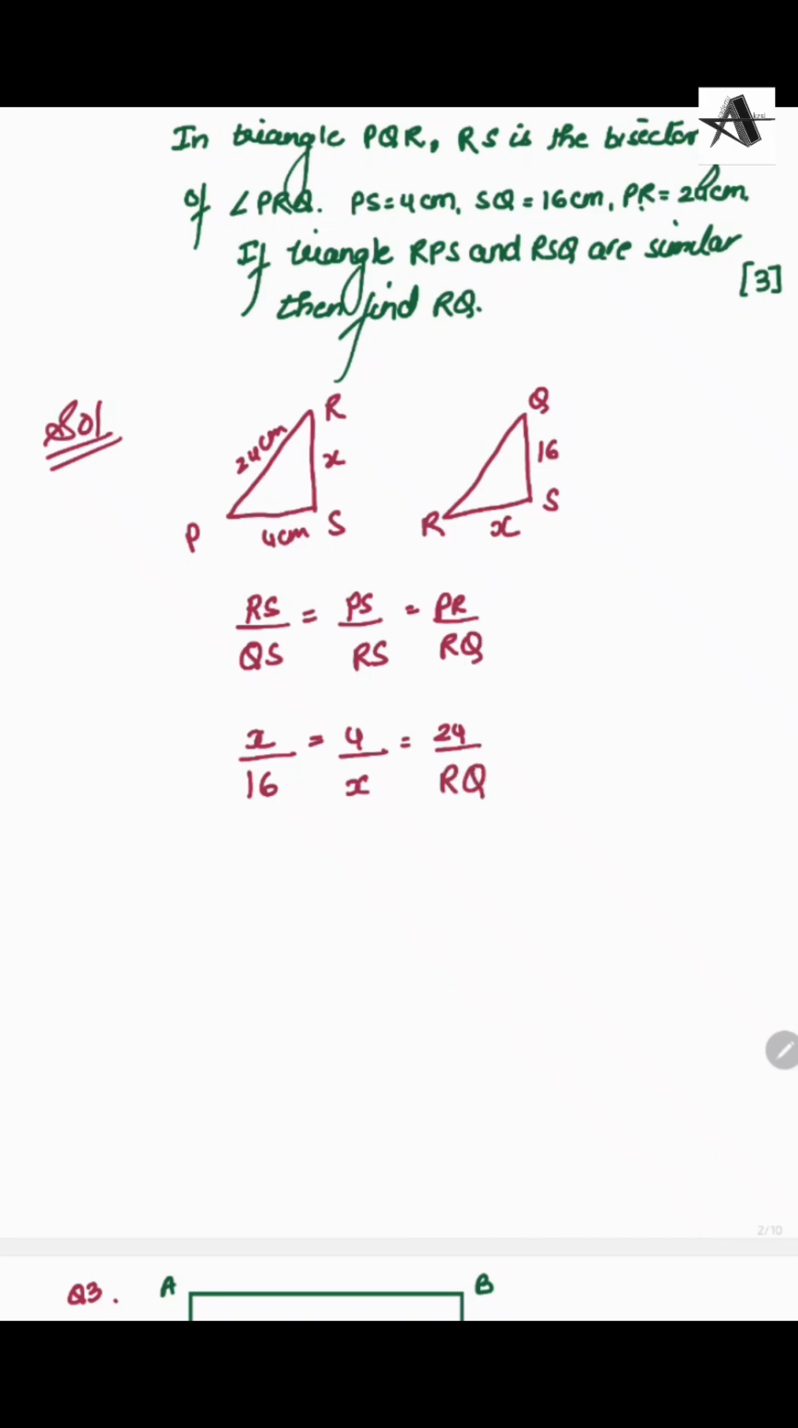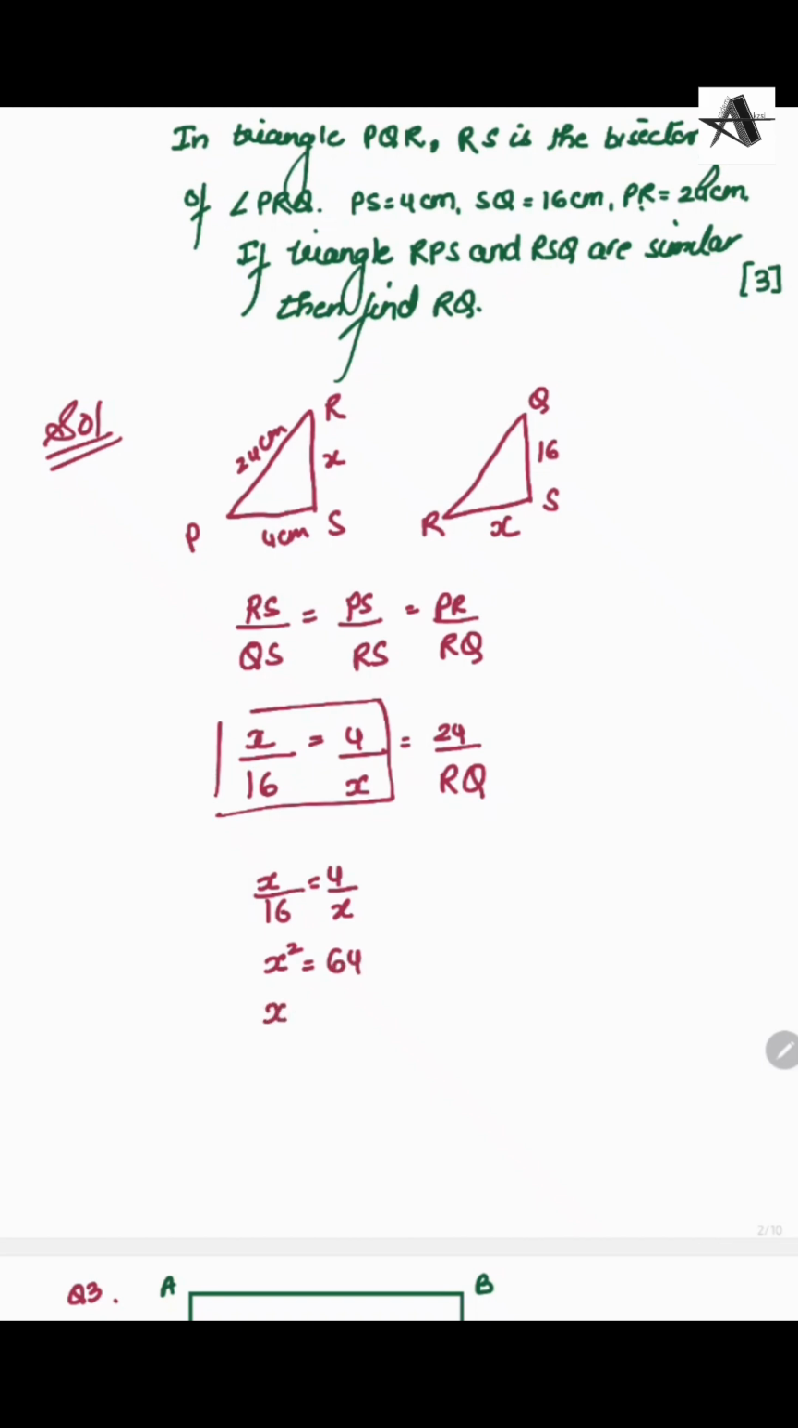Now there is no way I can do two unknowns with one equation. I need to find X with the help of two ratios first. I need to take two ratios in consideration first. So I'm taking these two. That is X over 16 is equal to 4 over X. On cross multiplication, it would be X squared is equal to 16 into 4, 64.